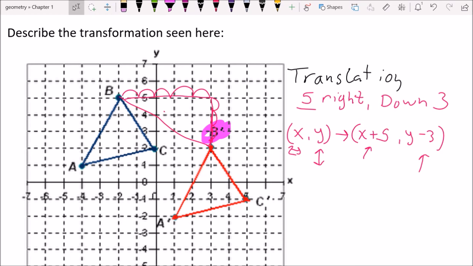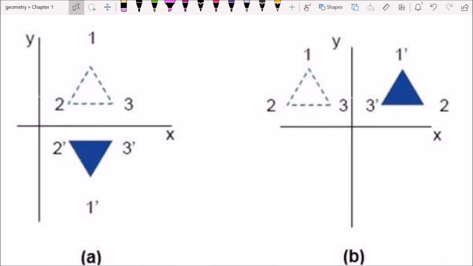Let's describe some more. Here's 2 more. I want to give you a chance. Please pause the video and try to figure out what transformation is happening here. All right, this first one is a reflection across x. And look at that. Each point has its partner point on the other side of the x-axis. So that's what it's going across. It's moving over the x-axis.